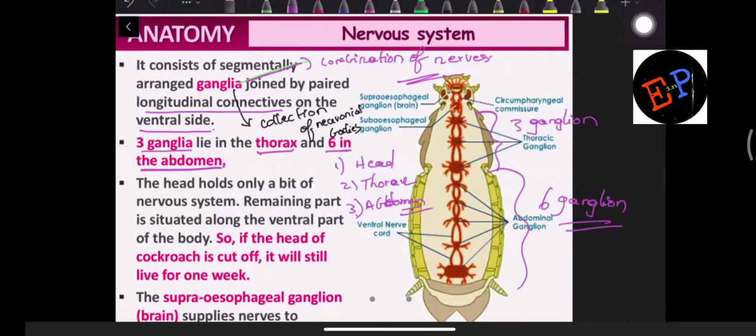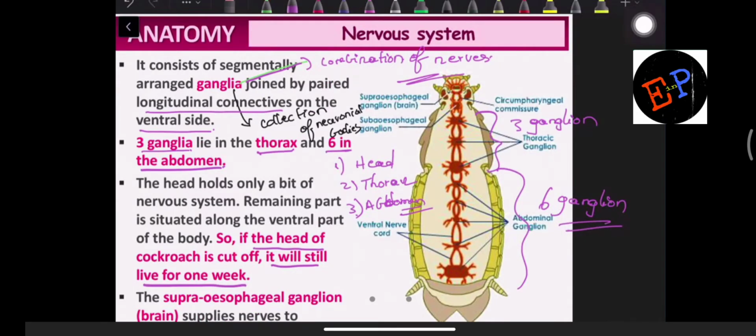So the head only holds a bit of the nervous system. The remaining part is situated along the ventral part of the body. It means the head consists of only a small part of the nervous system, and the remaining total part is present on the ventral side of the body. So if the head of the cockroach is cut off, it will still live for 1 week. This is a very important point.